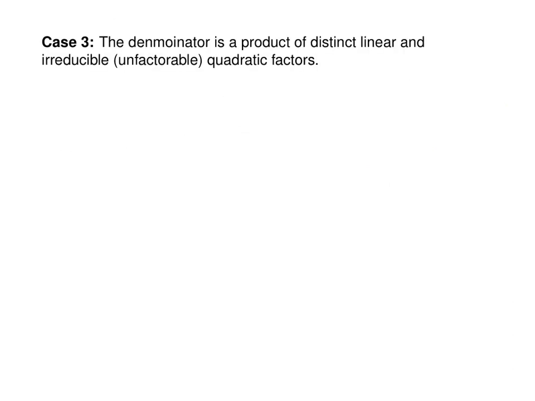Now the next case we have is that the denominator is a product of distinct linear and some irreducible, which means unfactorable, quadratic factors. So first of all, let me show you some examples of unfactorable quadratic factors. So one common example is something like x squared plus 4. Now this does not factor.